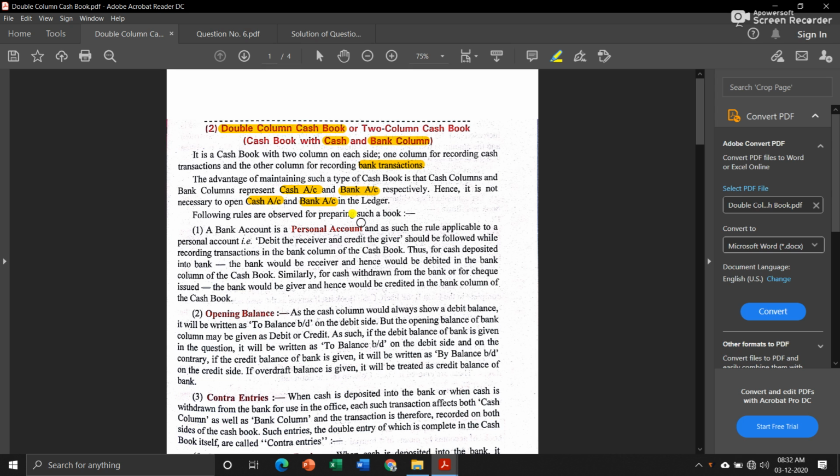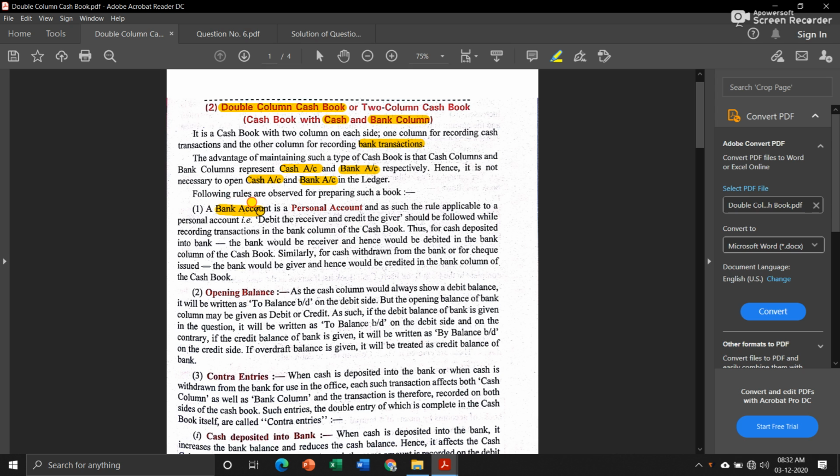Now let us see some rules regarding preparing this type of cash book. As we know, bank account is a personal account, so the rule for a personal account, that is debit the receiver and credit the giver, will be applied in this column. When we record any transaction regarding bank, suppose we made a payment to our supplier, then the bank is the giver of the amount, so at that time we will record it on the credit side.